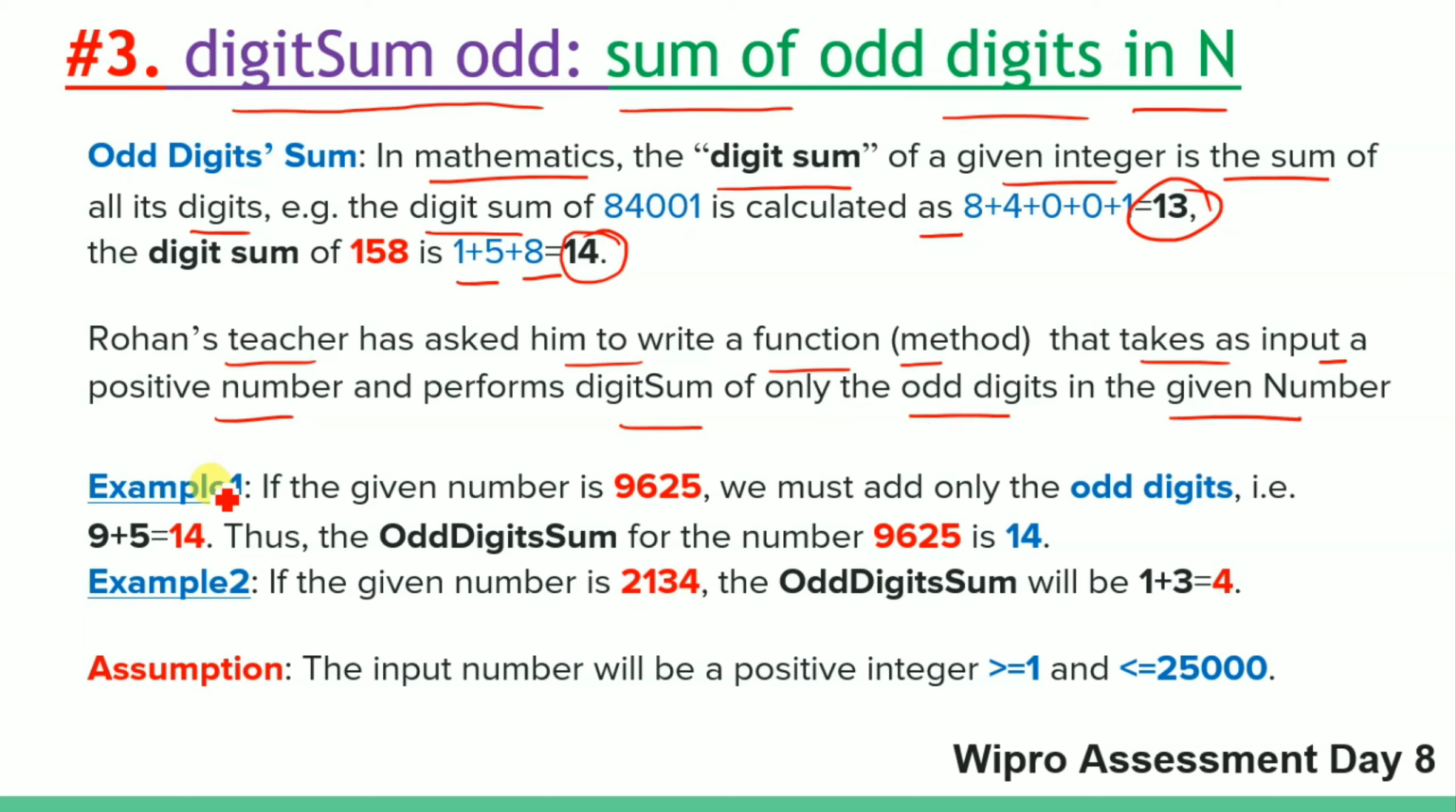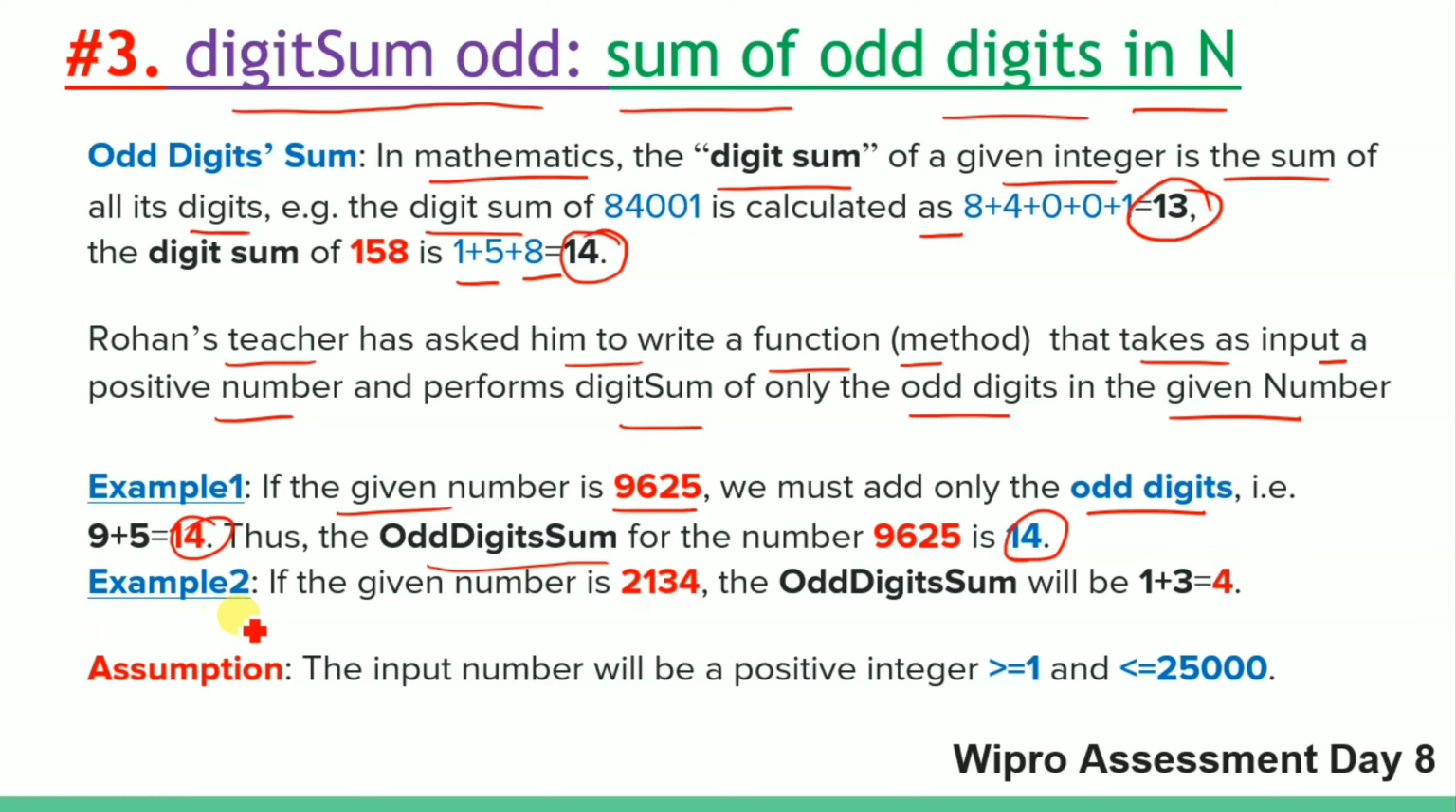Here the first example is, if the given number is 9625, we must add only the odd digits. Here we can see that there are two odd digits, that is 9 and 5. So here 9 plus 5, which is equal to 14. Thus the odd digits sum for the number 9625 is 14.